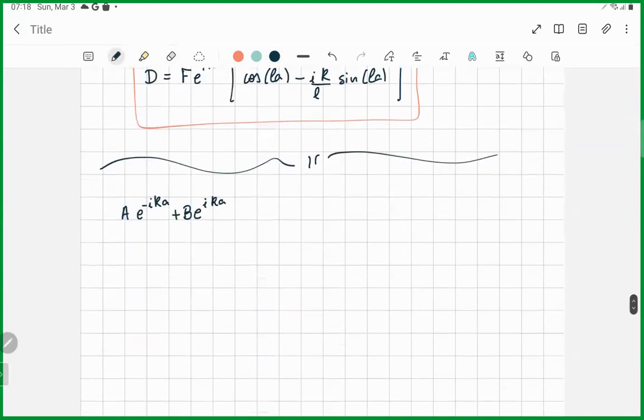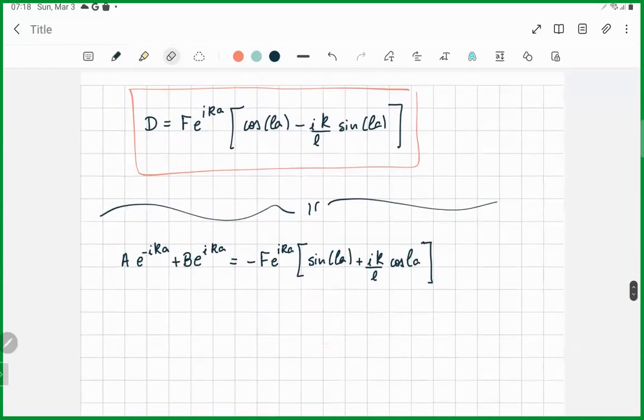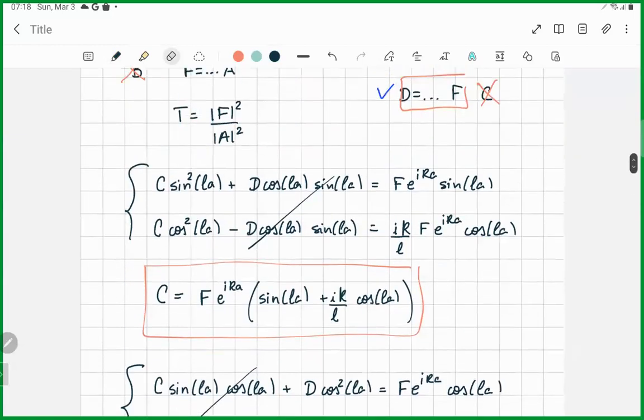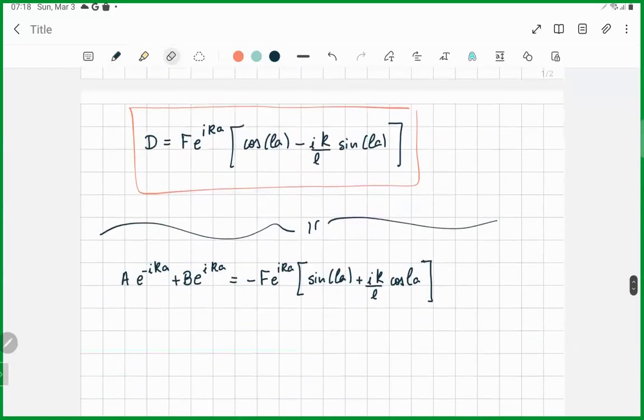So equal to minus, now the C is FIKA sine LA plus IK over L cosine of LA. So what I wrote here is this. But in addition, we have C multiplied by this sign, so I cannot forget to put this sign there.